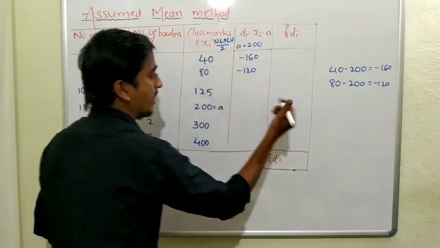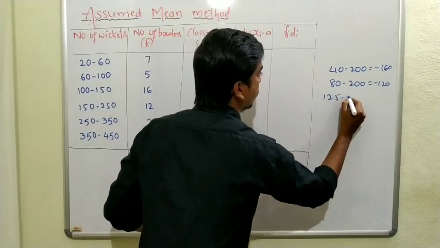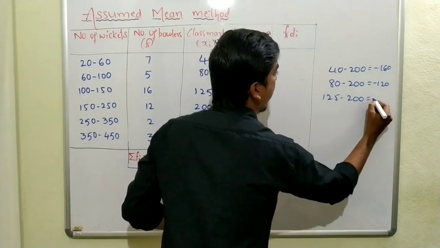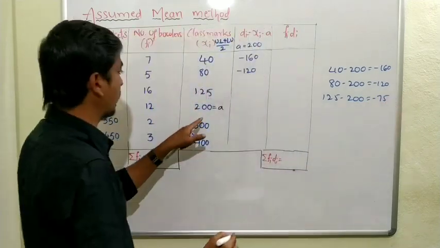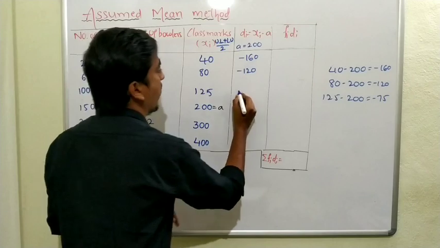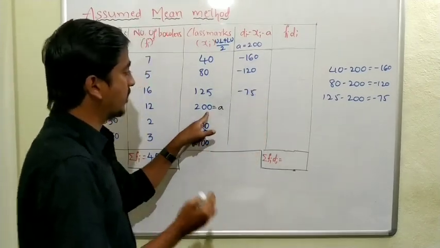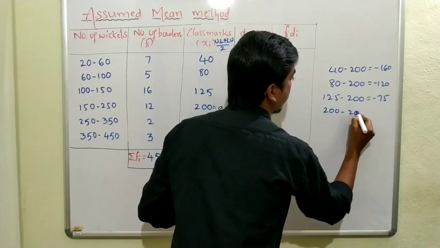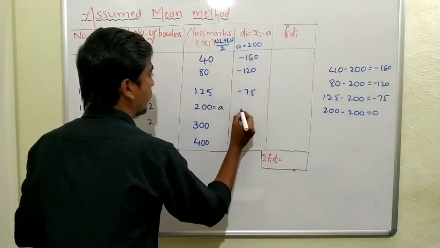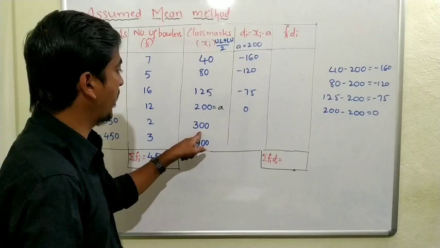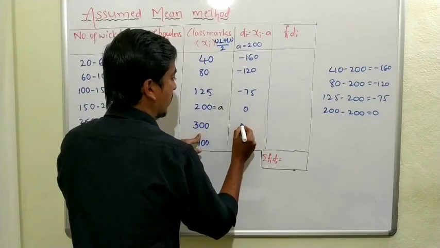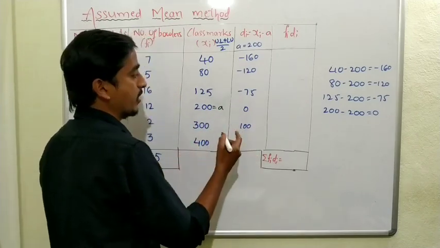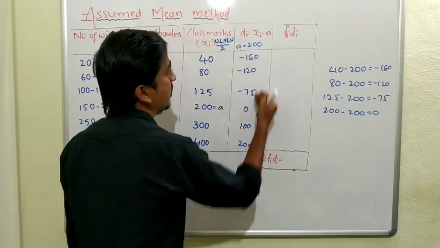Third, 125 minus 200. So we get minus 75. And the fourth one is 200. 200 minus 200 is 0. Next we come to 300. 300 minus 200 is 100. And 400 minus 200 is 200. So these are the di values.